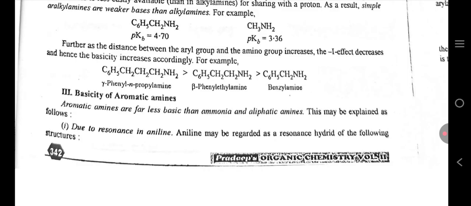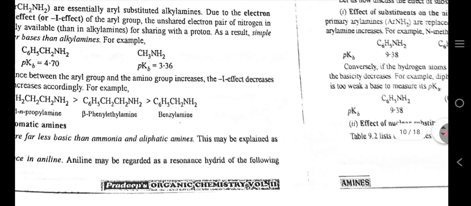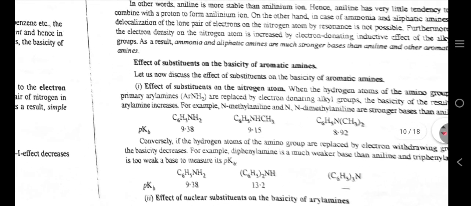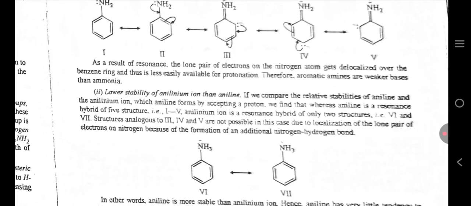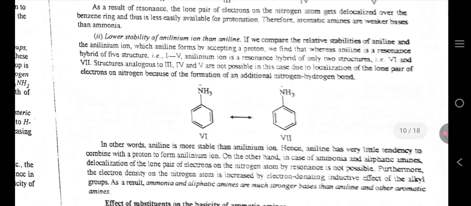Basicity of aromatic amines. Aromatic amines are far less basic than ammonia and aliphatic amines. This may be explained as follows. Due to resonance in aniline, aniline may be regarded as a resonance hybrid of the following structures. As a result of resonance, the lone pair of electrons on the nitrogen atom gets delocalized over the benzene ring, and this is not easily available for protonation. Therefore, aromatic amines are weaker bases than ammonia.